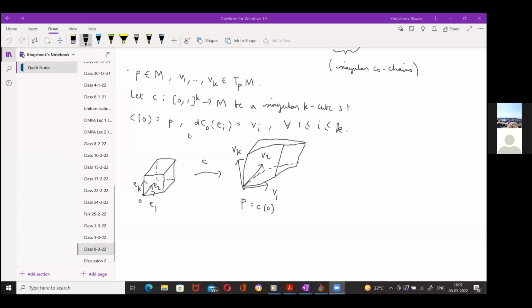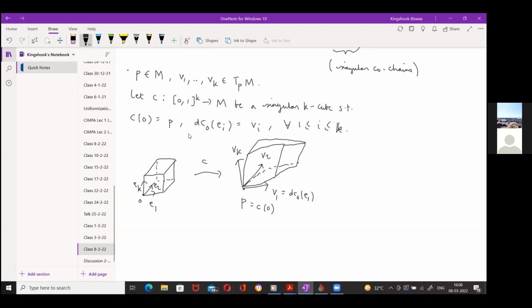So we have P a point in M and V1 to Vk tangent vectors at P. And c we're choosing to be a singular k-cube, so that c(0) is P and dc_0 of e_i is v_i, right? So it looks something like this. This is dc_0 of e1 and so on.